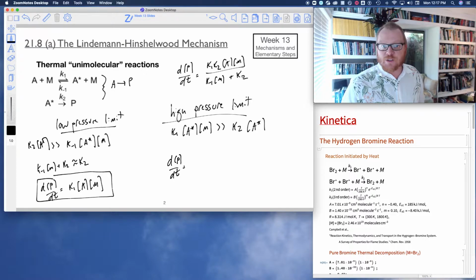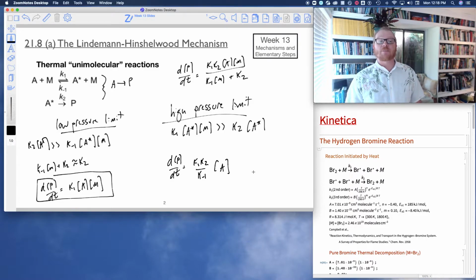So again, K2 is now small compared to the product K1 minus M under the high pressure limit. So we can ignore K2 in this case. And look, M and M is going to cancel. And now I get K1 times K2 divided by K minus 1 all times A. And that is a first order reaction, because we only have one reactant raised to the first power.